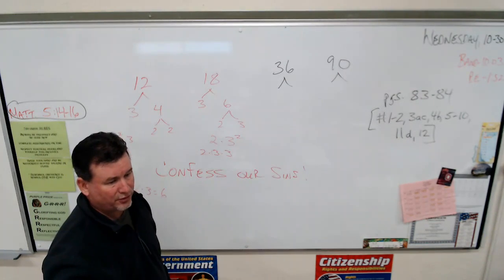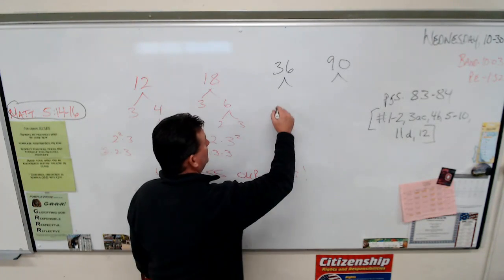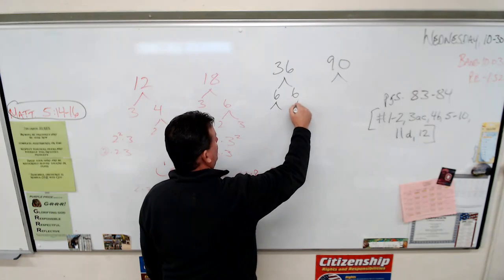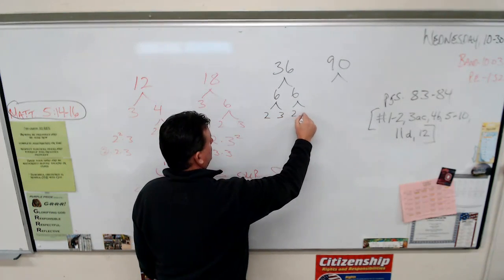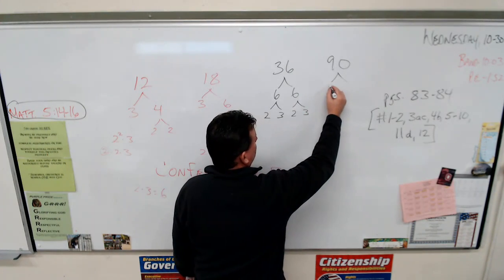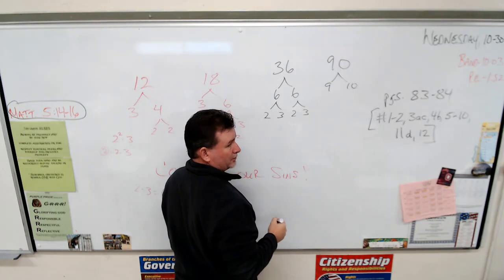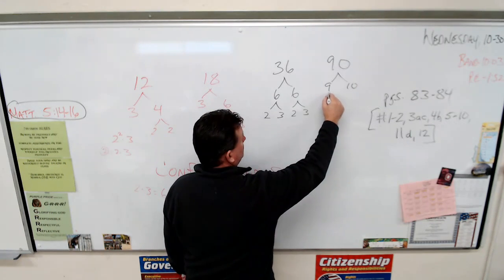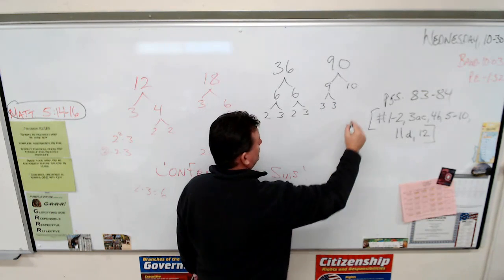Give me 2 factors of 36. 6. Somebody wants to use 6 and 6. Now what? 3, 2. Done? Yeah. What do you want to use? 2. What am I doing with the 9? 3. What am I doing with the 10? 5.